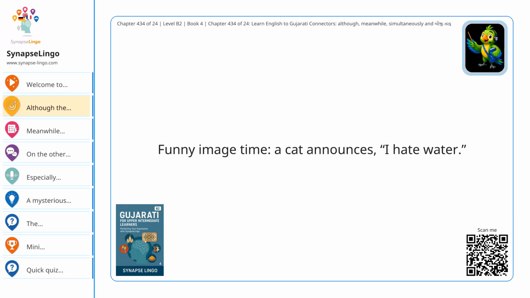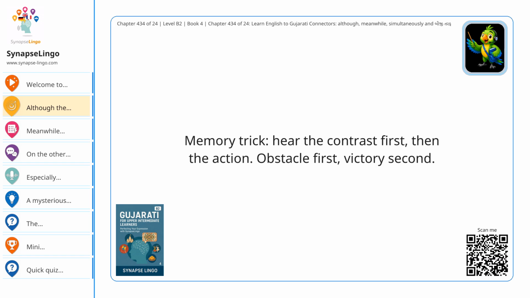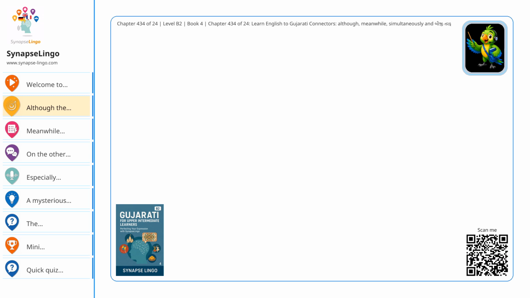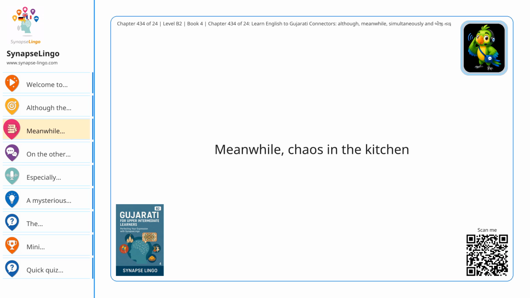Funny image time. A cat announces, I hate water. Then, છતાં કે, it jumps into a puddle like a tiny furry action hero. Memory trick: hear the contrast first, then the action. Obstacle first, victory second. That is the job of છતાં કે and જ્યાં કે.